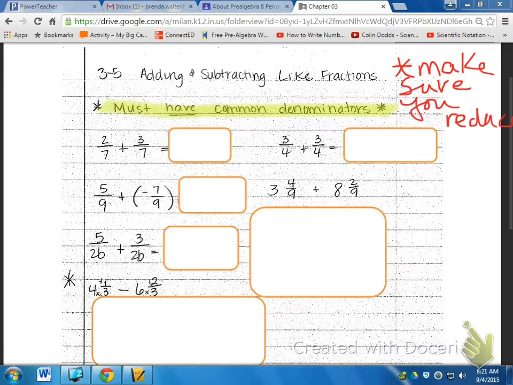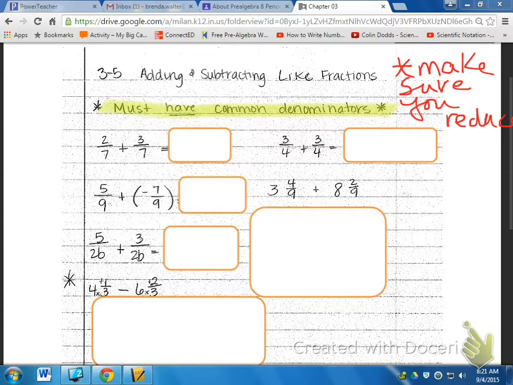Because that's the only other thing that would keep you from getting the problem right. Make sure you reduce when you're done. Also, be aware of the signs. We don't like double signs, and I see one like that. So let's start with the first one.